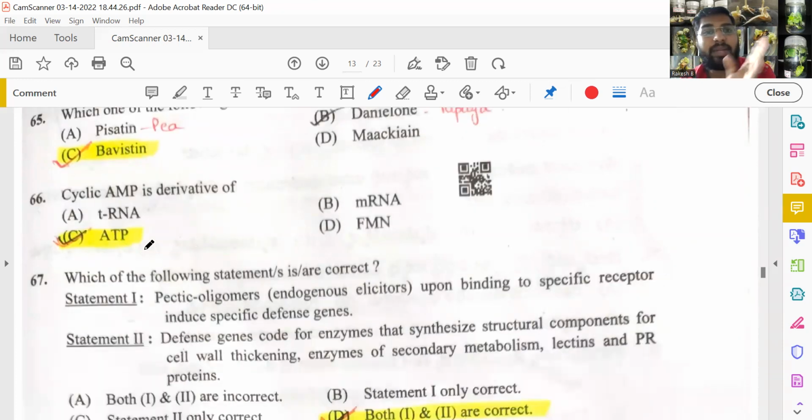Cyclic AMP. So what happens? This is in the signaling pathways. If you have watched my GPCR video, in it I said that cyclic AMP is formed from ATP. So it's a derivative. Cyclic adenosine monophosphate is a derivative of adenosine triphosphate.